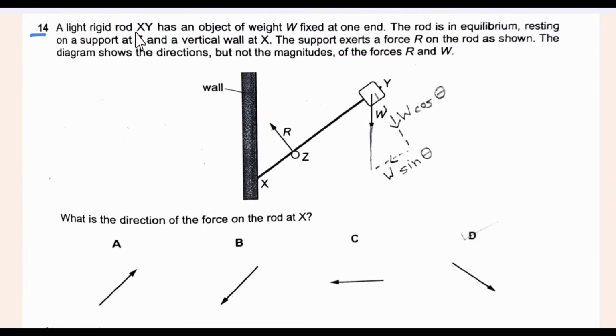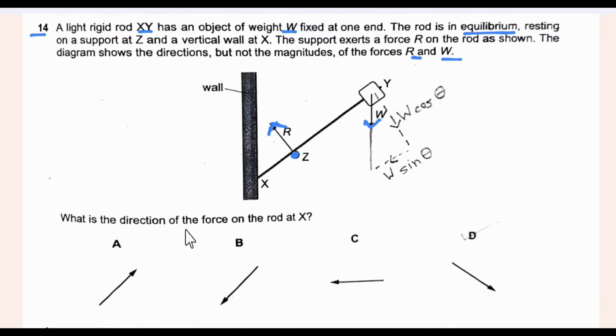Question number 14, a light rigid rod XY, that is this rod XY, has an object W fixed at one end. The rod is in equilibrium, that means the resultant force is 0 and the resultant moment is 0, resting on the support at Z. So it is resting on the support at Z and a vertical wall at X. The support exerts a force R on the rod as shown. The diagram shows the direction but not the magnitude of the forces R and W. So this is the force R and this is the W, but these are not to scale, these are only showing the direction.